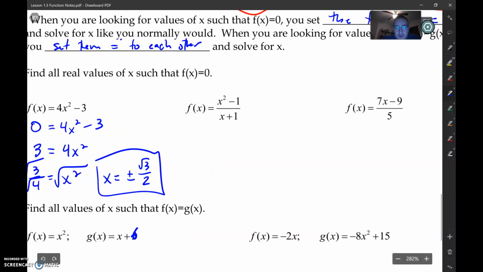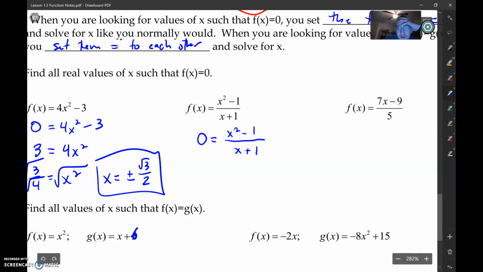And then on this one, when is it equal to 0? Well, I'll do the same thing. I set this equal to 0: x squared minus 1 over x plus 1. And you want to know something cool? I'm hoping this will click. I bet it clicks with half of you, and the other half are like, what is Smith talking about?